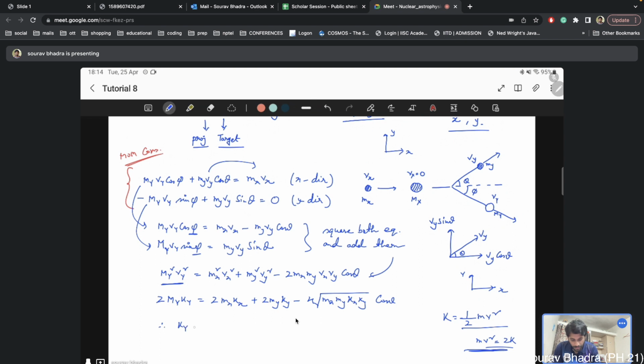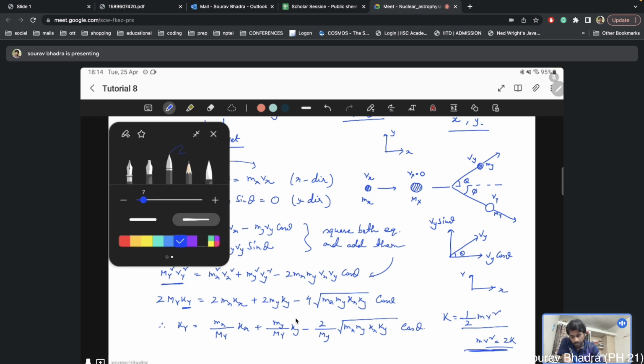And then, to get this Ky, we will divide the whole equation by 2 my. Okay, so that will give us Ky on the left hand side. So that will be mx divided by my Kx, plus my divided by capital my Ky, minus 2 by my times the square root of mx my Kx Ky cos theta. So this is the equation.